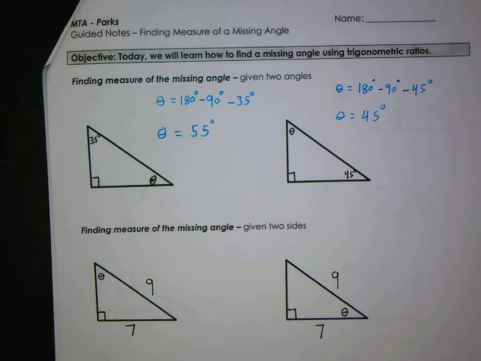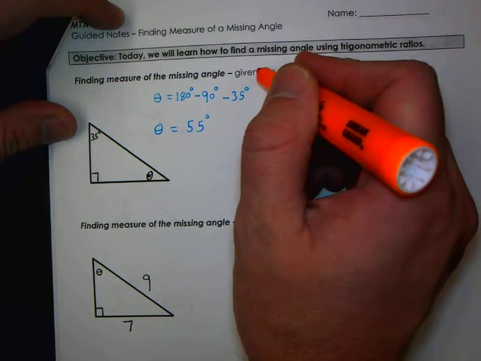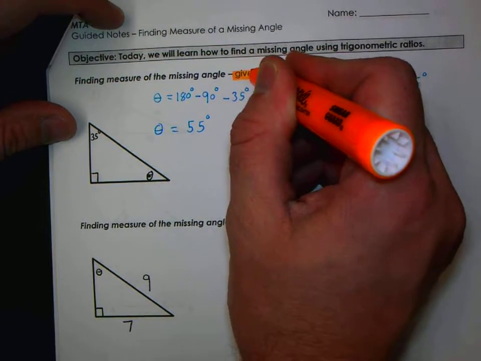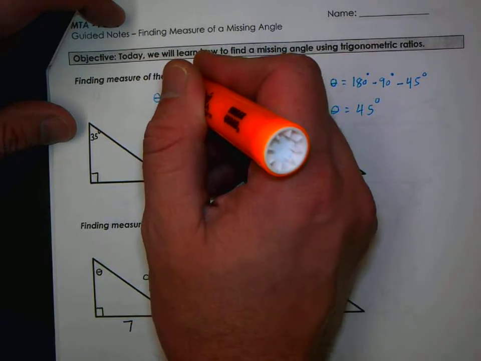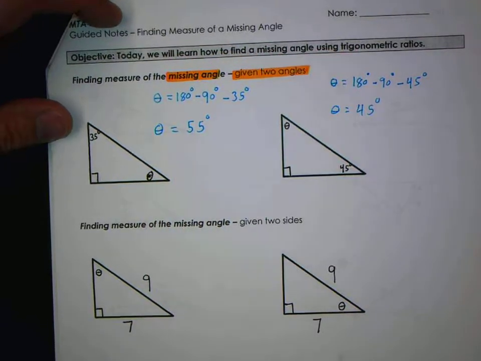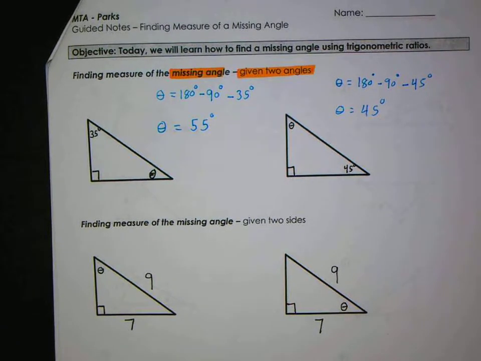Questions on that? So this is a good technique to use if you're given 2 angles and you're trying to find a missing angle. That's the easiest. Okay?